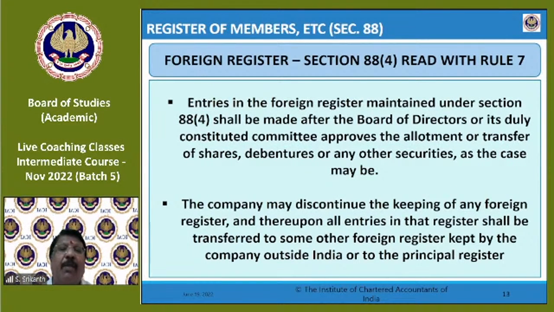Entry shall be made by the board of directors or its duly constituted committee once it approves. It is similar to the regular register here. Once your allotment is made, once shares are made, it should be updated. The company can always discontinue keeping any foreign register. Then those entries shall be transferred to the regular register, to the principal register.